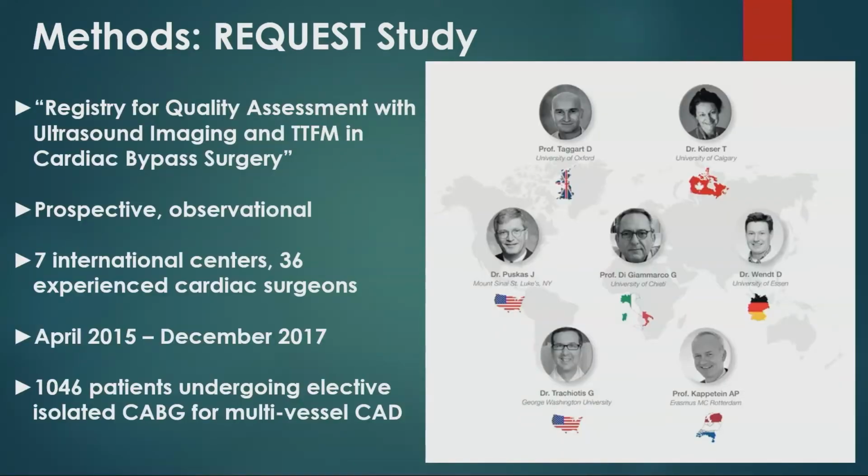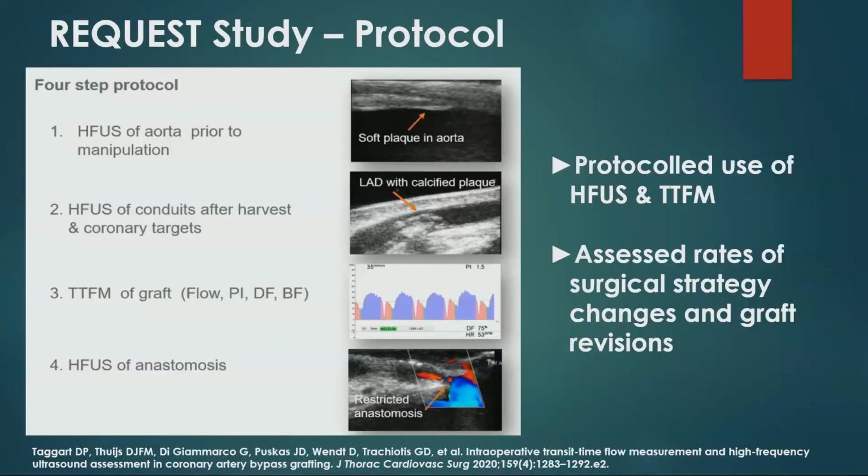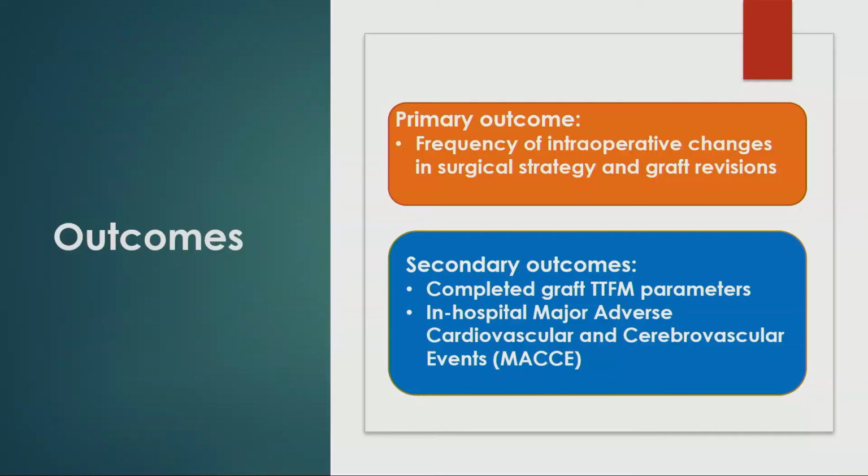The REQUEST study was performed at 7 centers, all with experienced teams in both coronary and cardiac surgery. All members of the operating teams were adept at both on and off pump, and it was also a pleasure to work and get to know many of the investigators. It was protocol-driven for the use of HFUS and TTFM, and it was used to assess the rates of surgical strategy changes and graft revisions. David elucidated some of this. The primary outcomes were intraoperative changes, and secondaries were specific TTF parameters and MACE events.